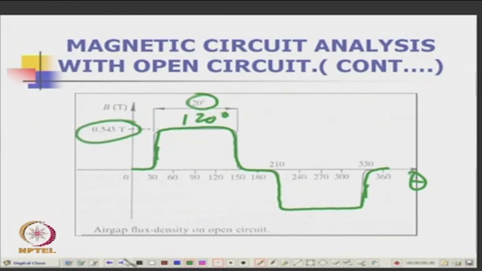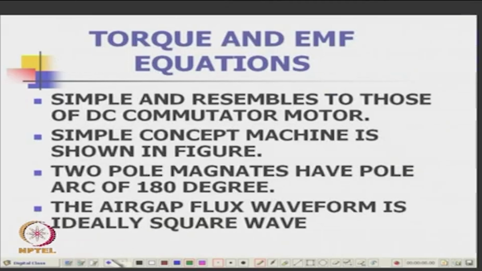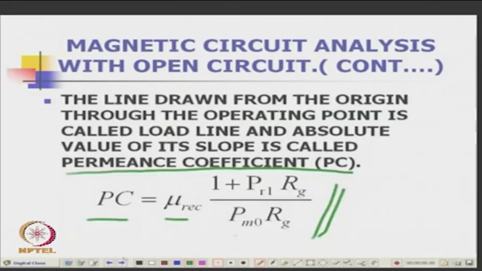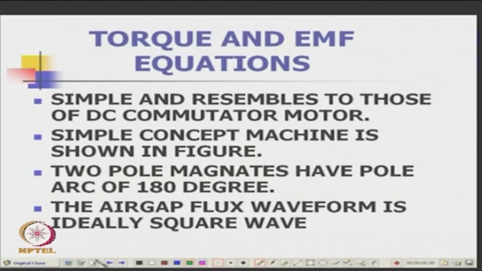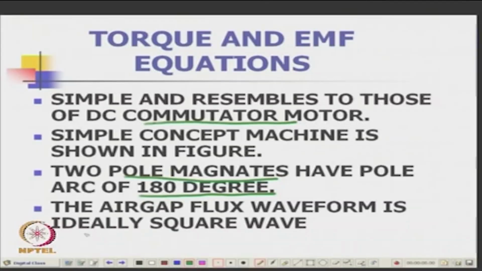If this is the nature, let us look at what will be the torque developed in such machines. Now, it is simple and resembles the DC commutator motor, a simple concept machine. Let us take a 2 pole magnet having a 180 degree pole arc. Say the pole arc can be 180 degrees or less. So, the air gap flux waveform is ideally a square wave, then you switch the windings at an appropriate time, so that it will produce the maximum torque and produce the required voltage.